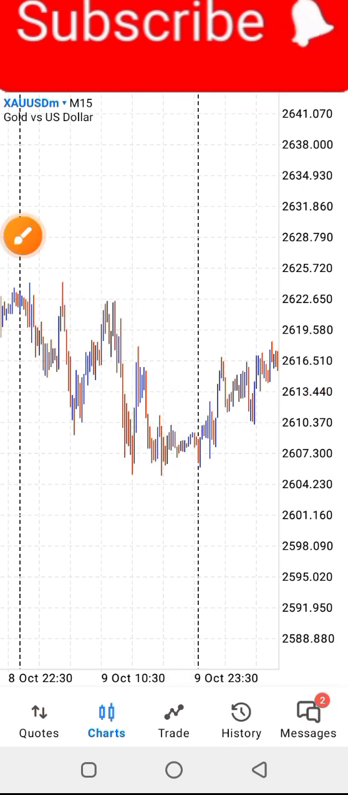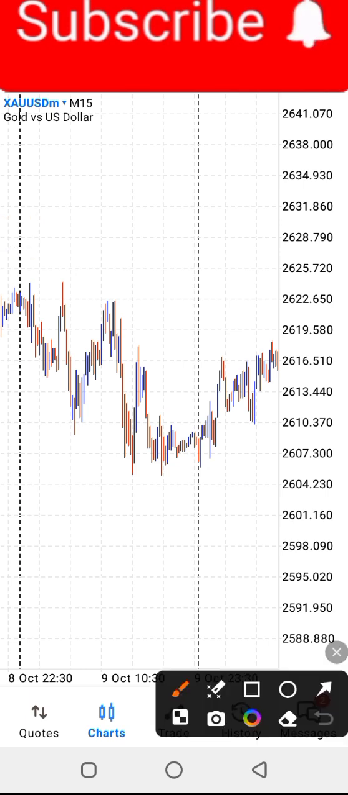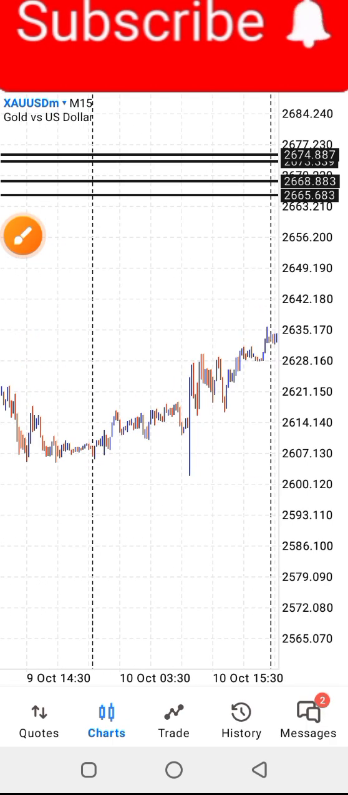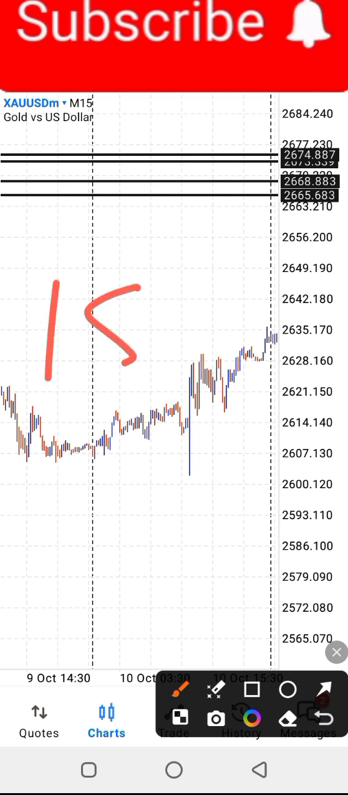But there is one particular system that I have noticed that gold respects a lot. This system is going to be disrespected if you're trading it on a very low time frame, because of the volatility. So if you want to use this particular system that I'm going to be teaching you, let your smallest time frame be 15 minutes. As you can see right now, I'm on the 15-minute time frame.